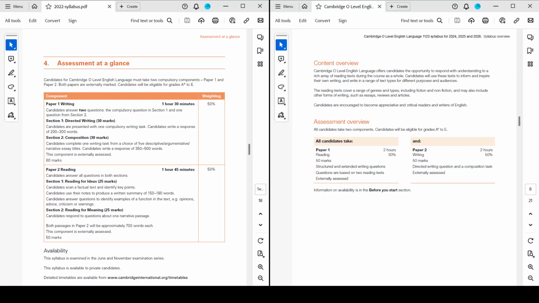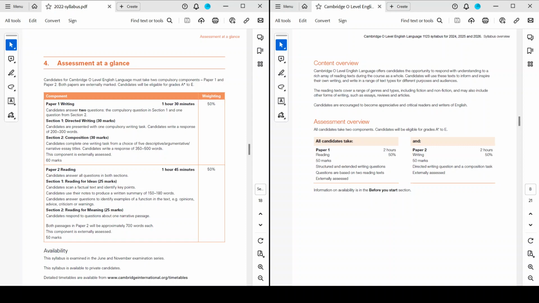What we can see here are some of the major changes. There are more, but what really strikes out first of all is that paper 1 and paper 2 have been reassigned. Paper 1 previously used to be the writing paper, having directed writing and composition or creative writing, and paper 2 used to be reading. Now paper 1 is the reading paper and paper 2 is writing.